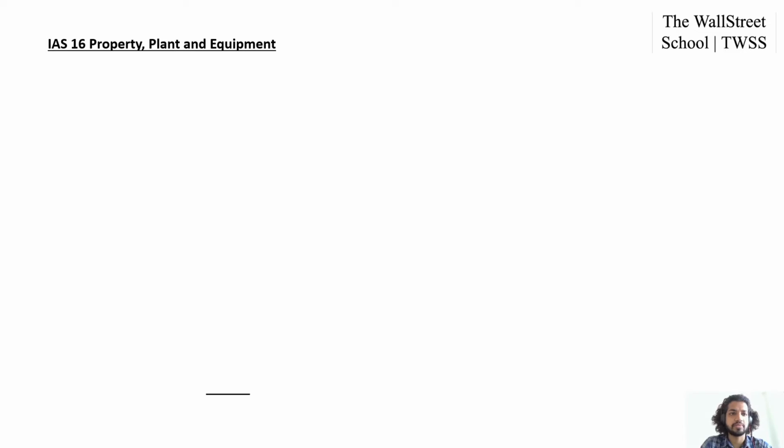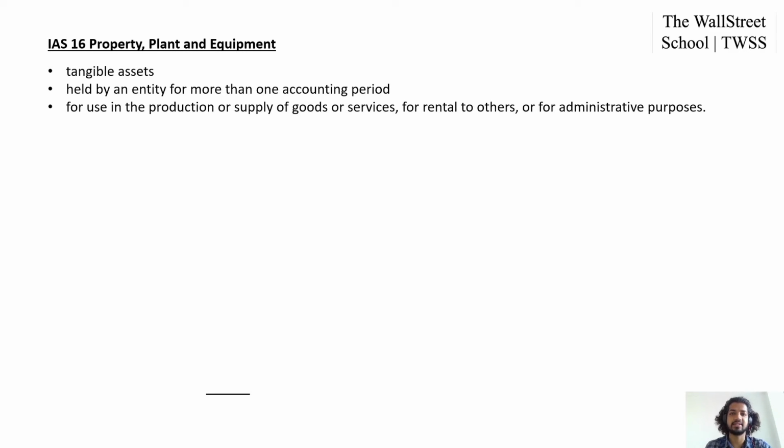First, we will discuss what is property, plant and equipment under IAS 16. So any tangible asset that is to be used for more than one accounting period is usually your tangible non-current asset. So any asset that has a physical existence, that has a physical substance that can be seen, felt or touched is your tangible asset. And if that asset is held for use for more than one accounting period, then it becomes your non-current asset. So any asset that has a physical substance and that which will be used for more than one accounting period is your tangible non-current asset.